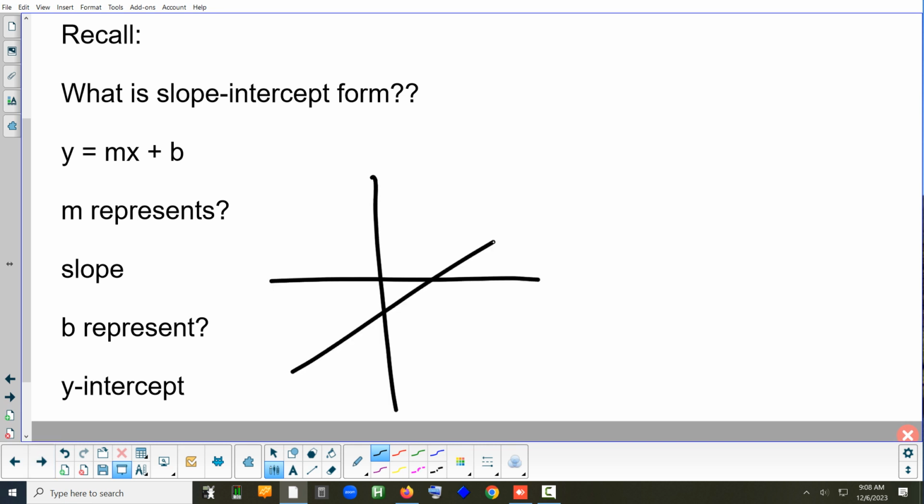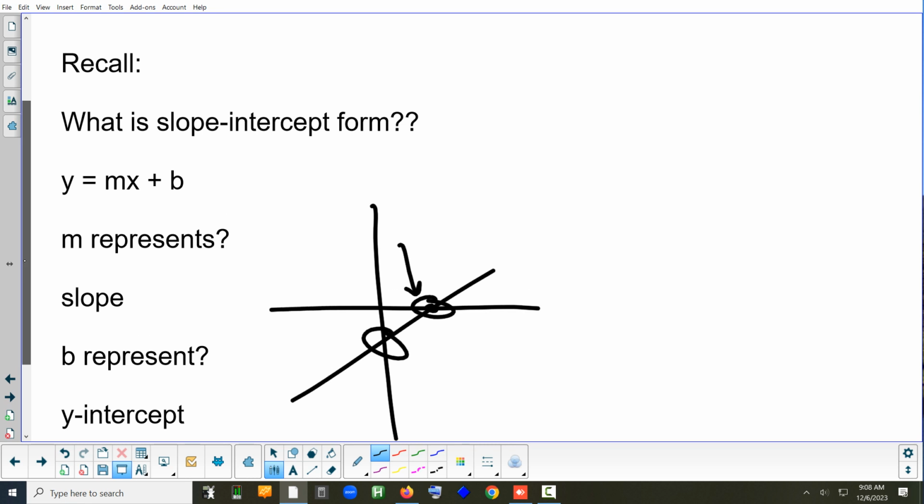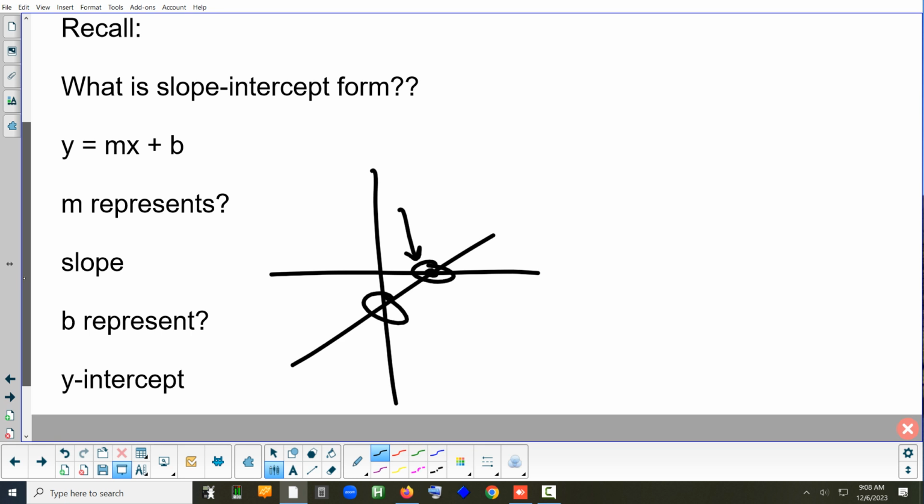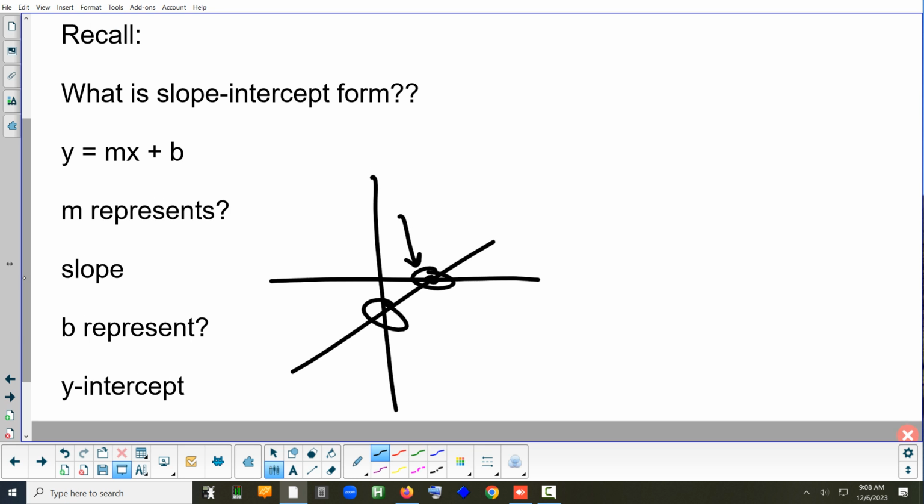So if you had something like this, your y-intercept, right there. What do we call this one that I'm pointing to right there? Not the x-axis. The x-intercept. Yes, specifically the x-intercept. Do we use that number in y equals mx plus b? No. We don't use that. We can find it, but we don't need it to write the equation.